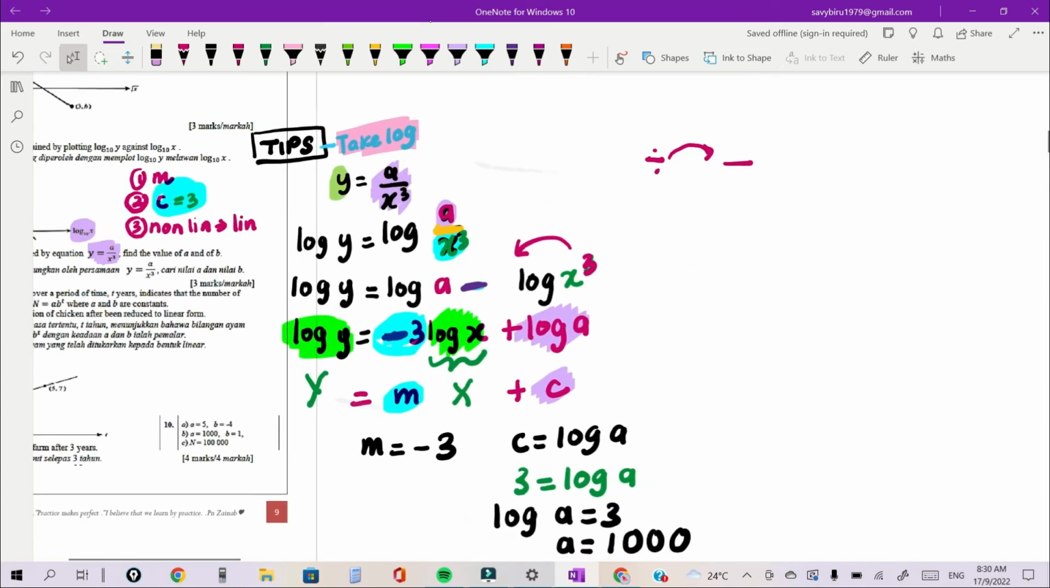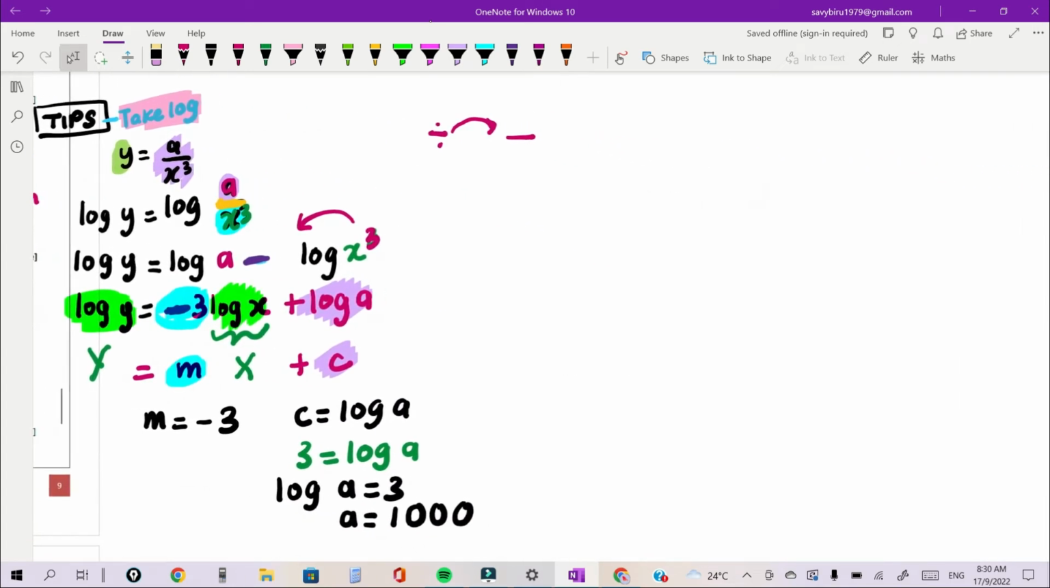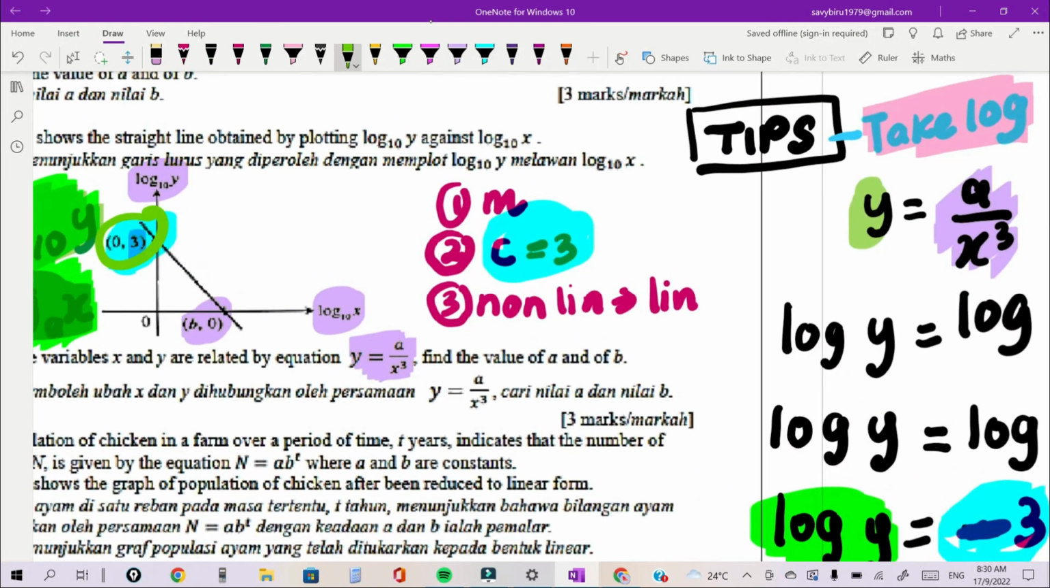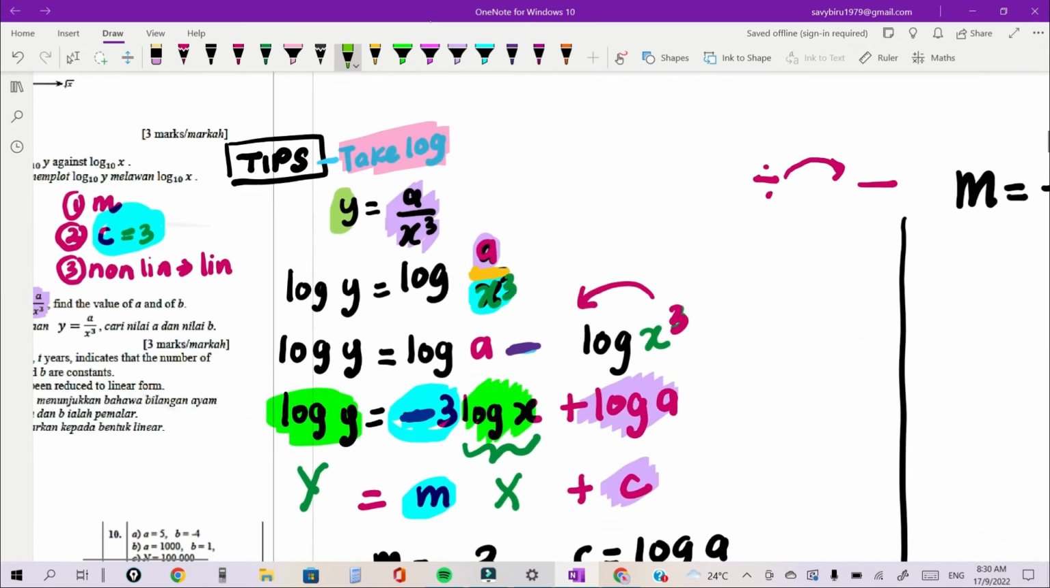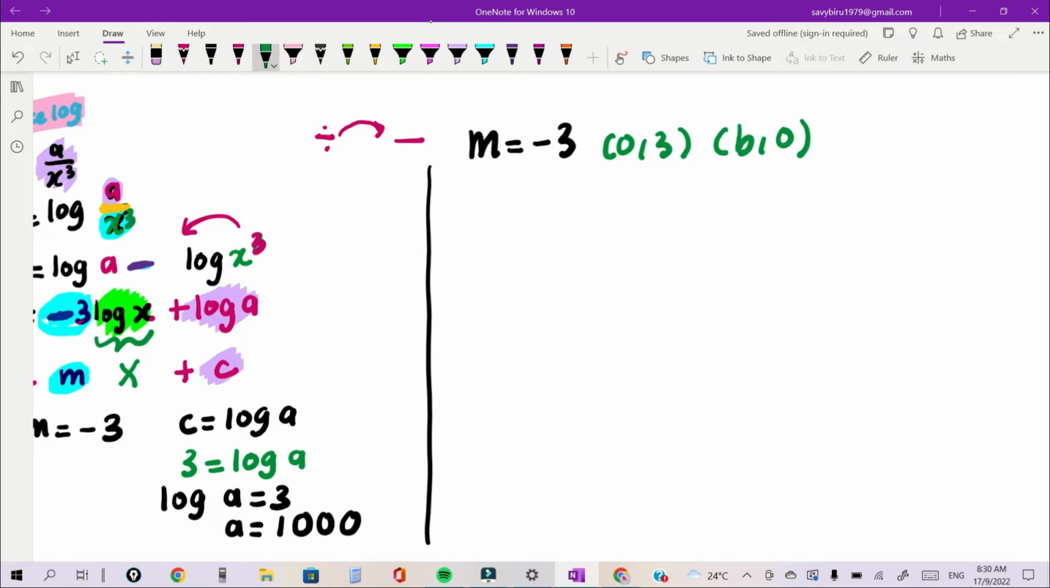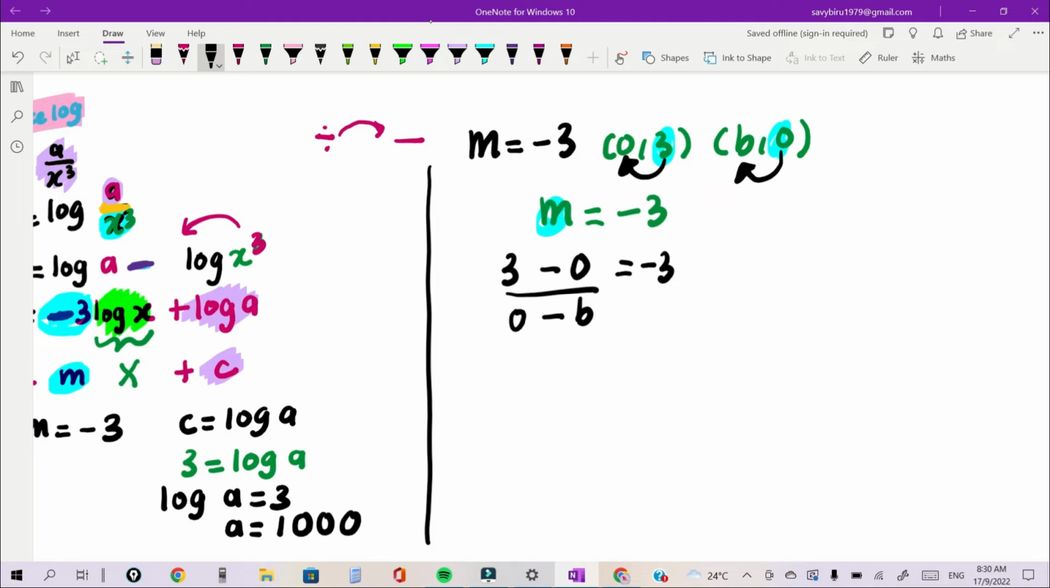To find B, you have two choices. Either you use the concept of gradient, because the gradient is -3. You have 2 points there. The first point is 0, 3. The second point is B, 0. So using the formula of gradient, M for makan. Eat with the right hand, always start from the right. So you take 3 and 0, always minus. On the bottom, 3 and 0, and then 0 and B. You minus, and finally you will get 3 over B. So B is positive 1.